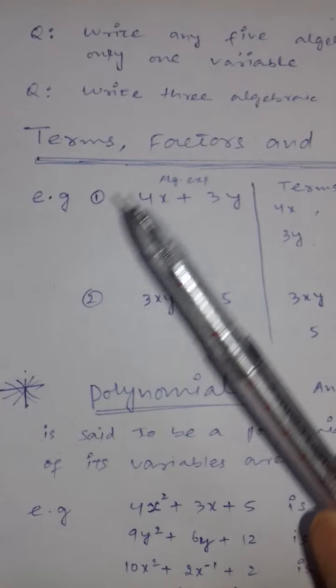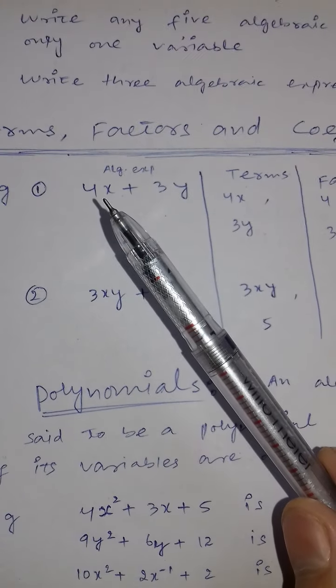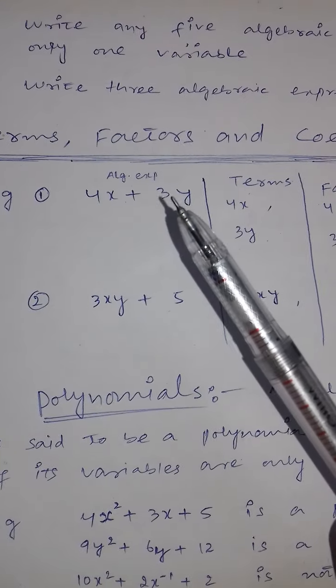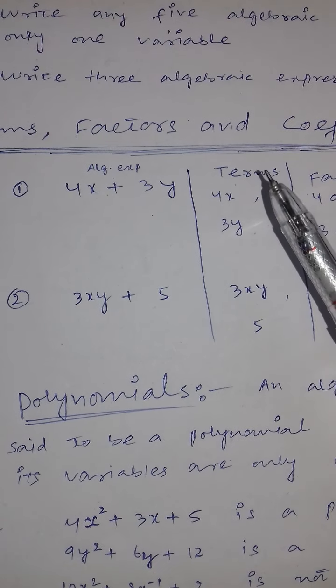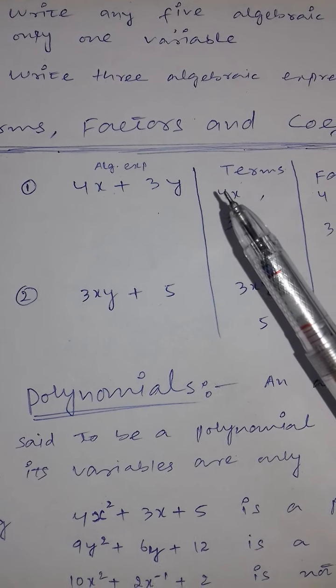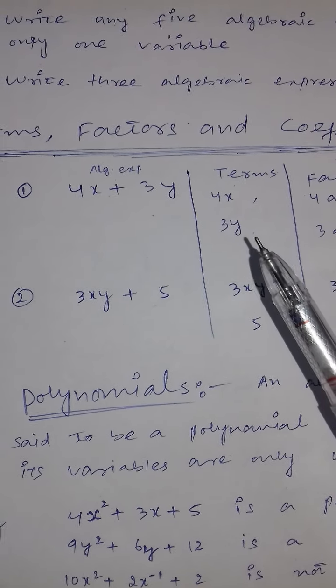Let's take an example. In order to understand this concept, we take one example here: 4x plus 3y. So how many terms are there? 4x is one term, 3y is one term. That's why I have mentioned here terms. How many terms are there? There are two terms. One is 4x and the other is 3y.